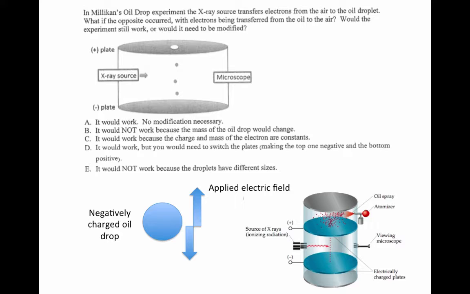No, I don't think that's true. I think that you couldn't suspend them if the particles had acquired a different charge. Okay? It looks like the best choice would be D. It would work, but you would need to switch the plates. You'd need to make the top one negative and the bottom one positive if the particles were now positively charged. But remember, they're negatively charged, and that's why we're able to suspend them with that initial setup. So clearly, in order to answer this question, you need to have some insight both in terms of the setup and how it worked.